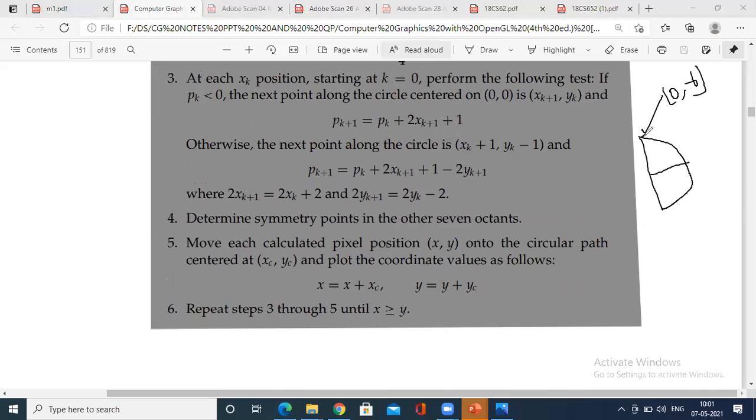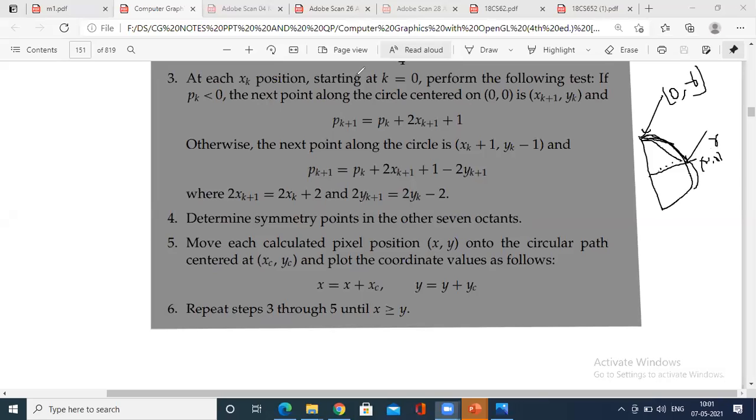So you go on determining these points as x will be incremented: 0, 1, 2, 3, 4, 5. Once you reach here, r, you stop. By that time you have determined this arc. Similarly, again you have to start from here, r comma 0. That is a different policy to determine this part.